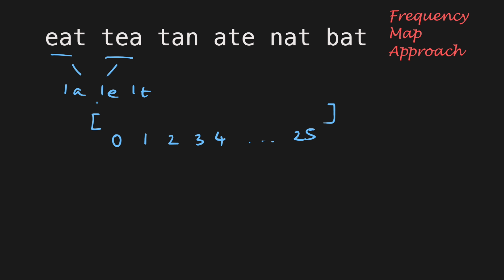And now we can set the frequency of the character in the string at the respective indices. For example, eat has one occurrence of E, so we set 1 at index 4, one occurrence of A, so we set 1 at index 0, and one occurrence of T, so we set 1 at the index of T somewhere here, while all the other indices remain 0. Similarly, we will build the frequency array for each string in the array.